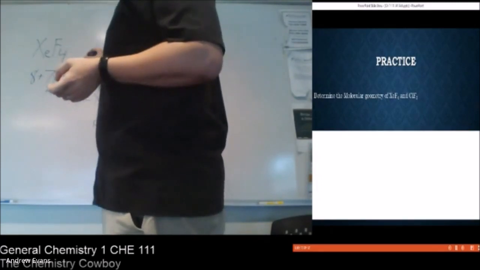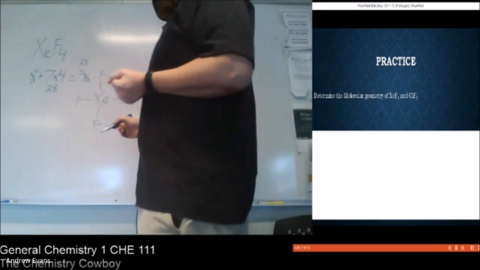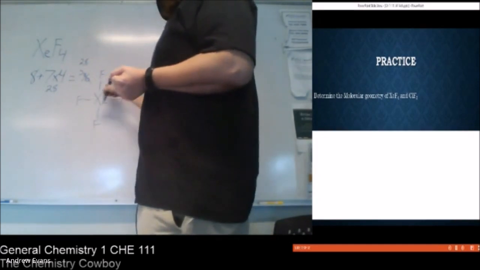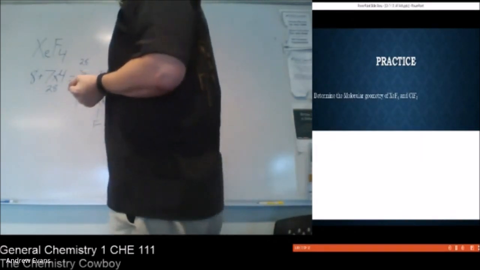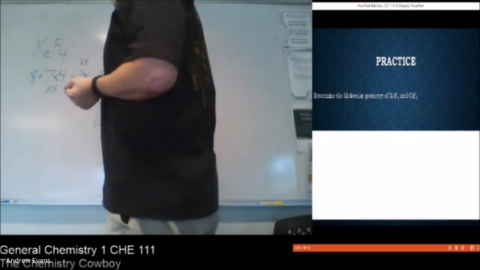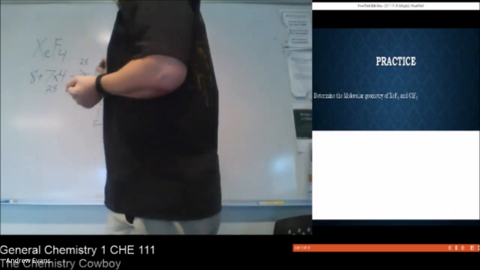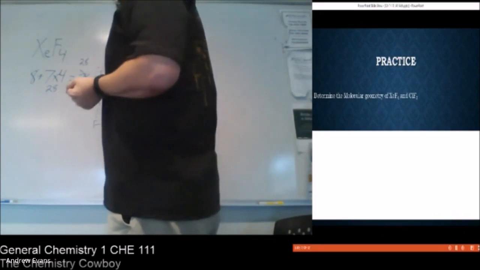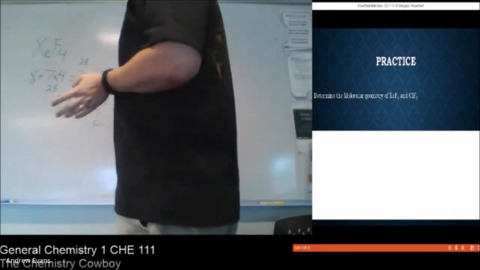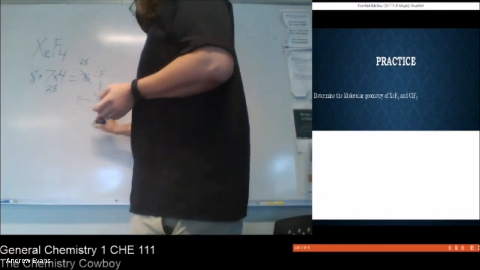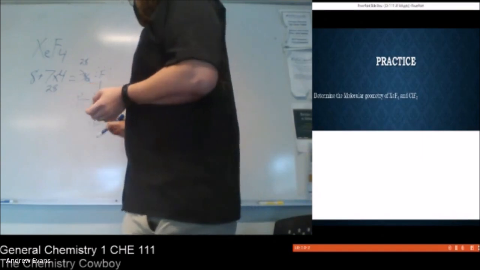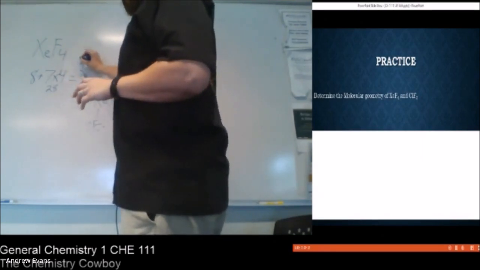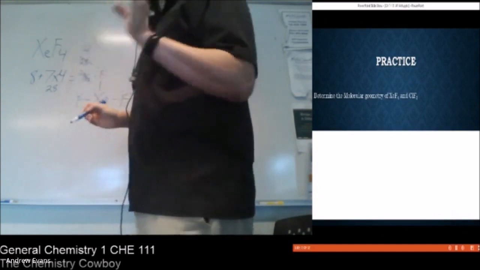So now we're down to 28. Each of these guys needs an additional 6. My bad. 1, 2, 3, 4, 5, 6. 6 times 4 is 24. We are down to 4 valence electrons left.